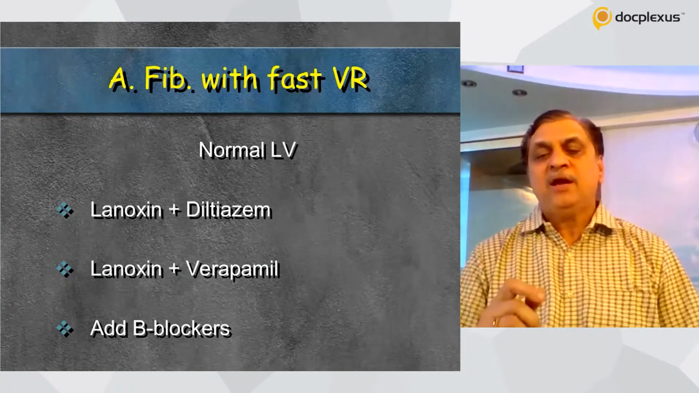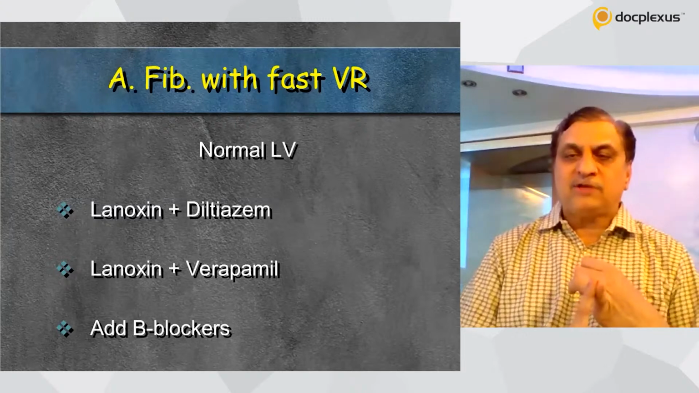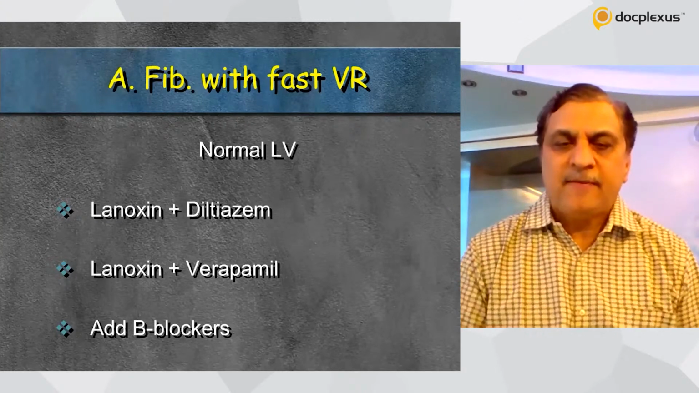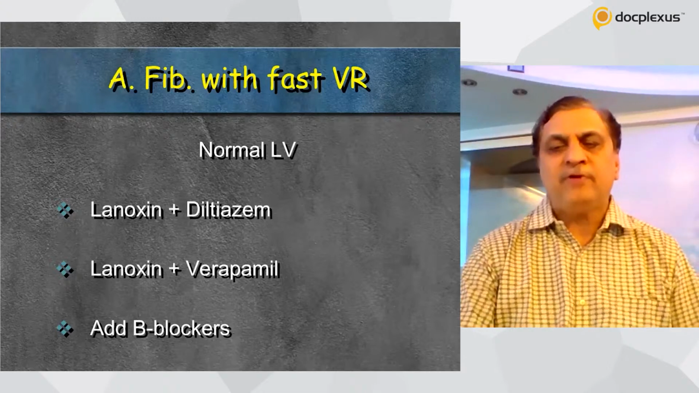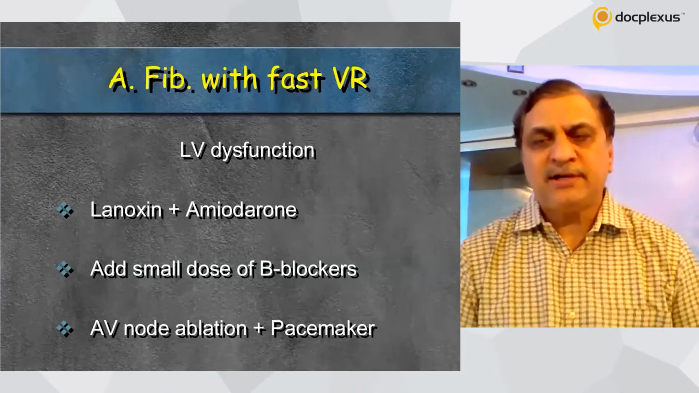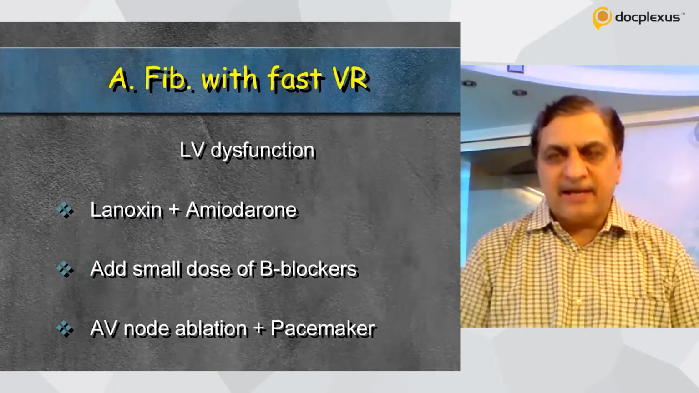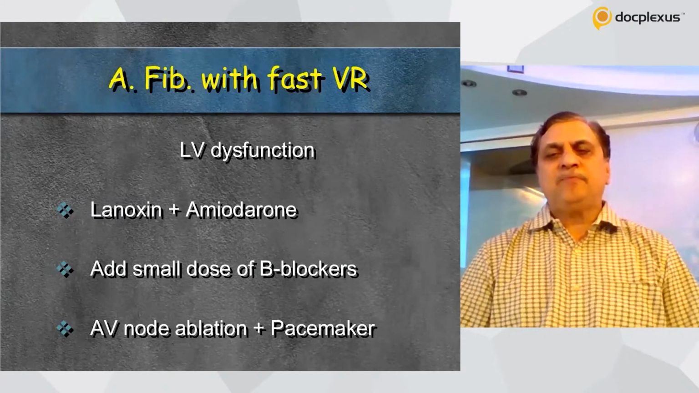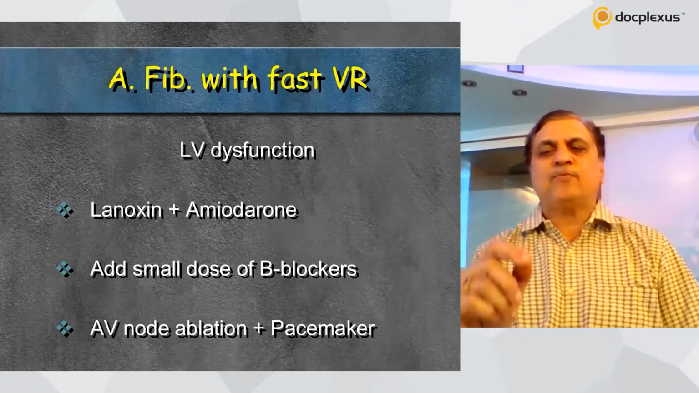So I would give a combination of digoxin with a good dose of diltiazem, and if that doesn't decrease the rate, then I would give a small dose of beta blockers. In patients with LV dysfunction, it's difficult. You can't give diltiazem or verapamil. Then you have to give digoxin plus a small dose of amiodarone, and I add a small dose of beta blockers.